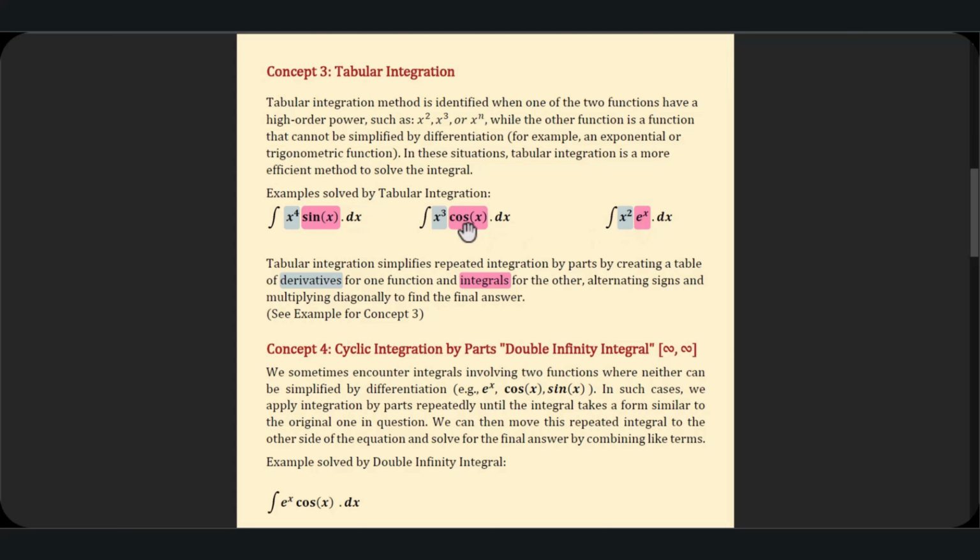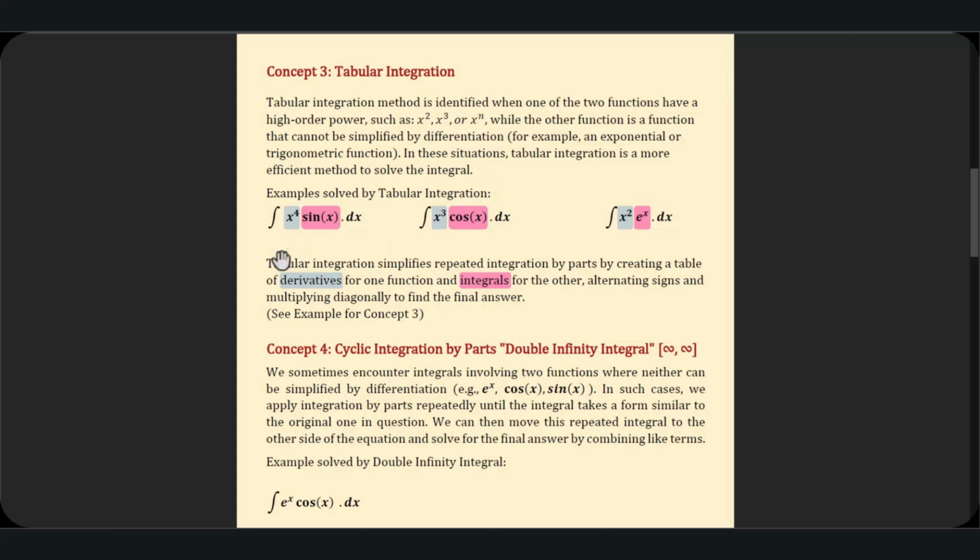And those functions can be simplified. Like if you find the derivative of cosine, it's going to be minus sine, or if you integrate cosine, it's going to be sine. The same for this one. If you integrate or differentiate e to the power of x, it's going to remain the same. Those can be simplified. In these situations, tabular integration is a more efficient method to solve the integral. And these are the examples.